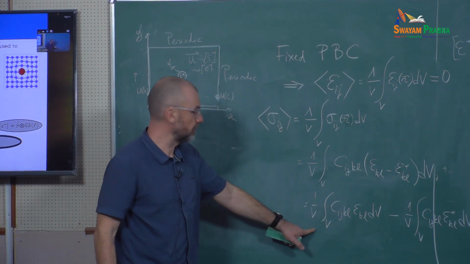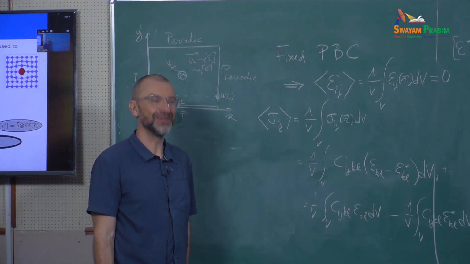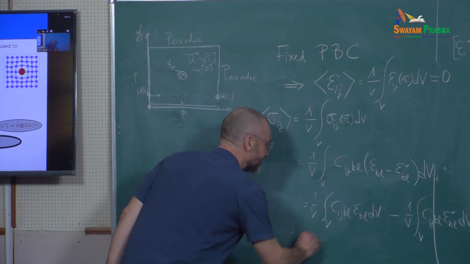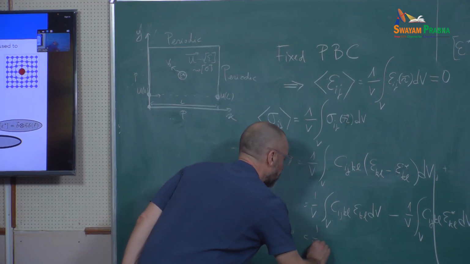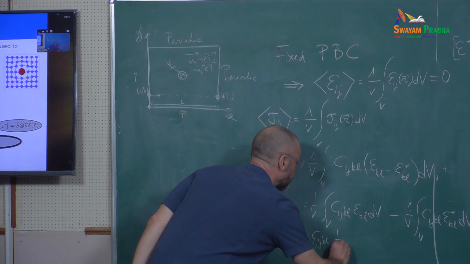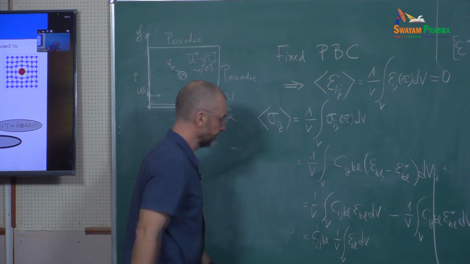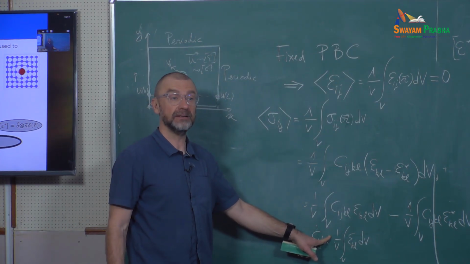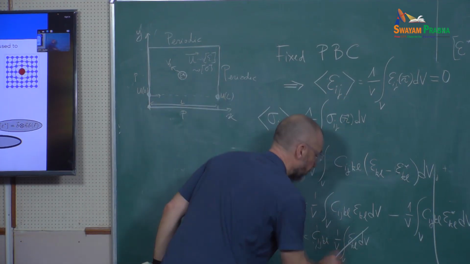So this first term here, what is it equal to? It is equal to 0. Are you sure? Yeah, it is 0 because this is a constant, so I can take it out. And I have a 1 over V, so I have C_ijkl, and then 1 over V integral over V of epsilon_kl dV. This is nothing but the average of epsilon_kl, and this is 0 because of the fixed boundary conditions. This goes away.